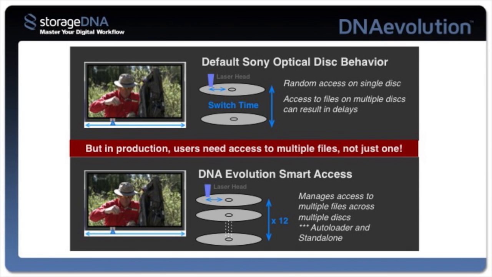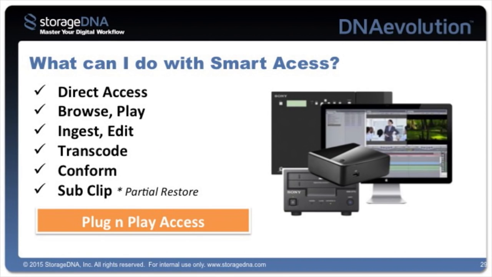But the issue is of switch times between disks, whereas StorageDNA can handle all 12 disks and an experience that is, as I said, palatable across multiple disks. So what can you do with Smart Access? Well, pretty much everything you can do with a hard drive.